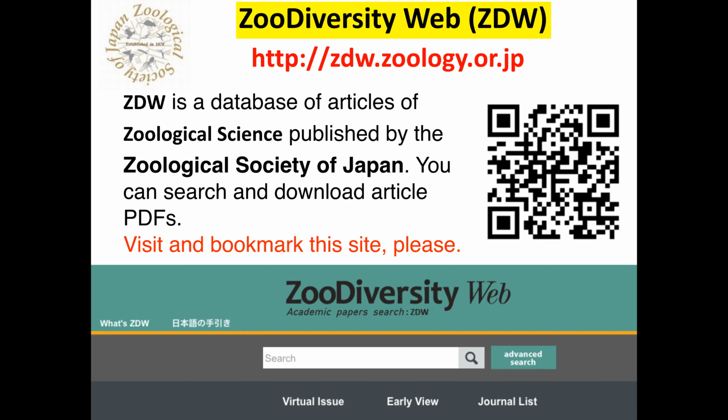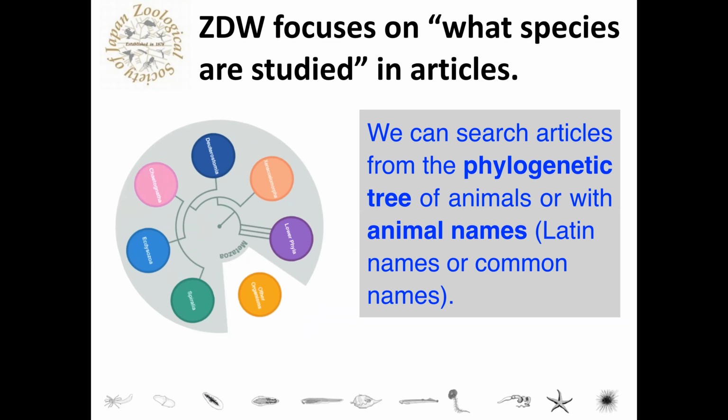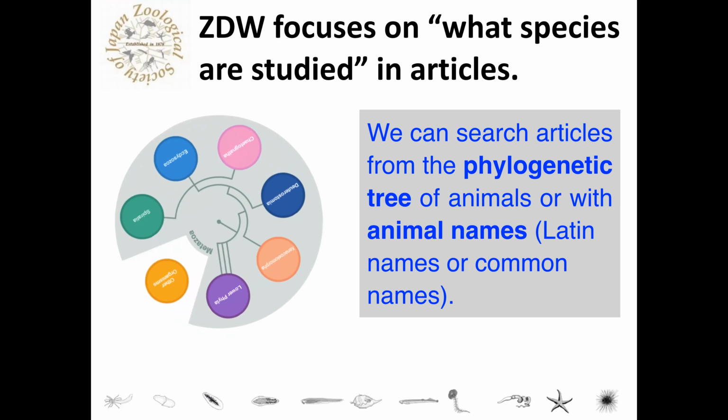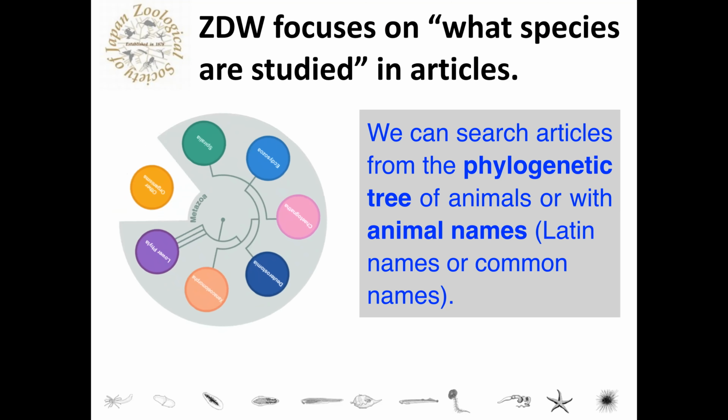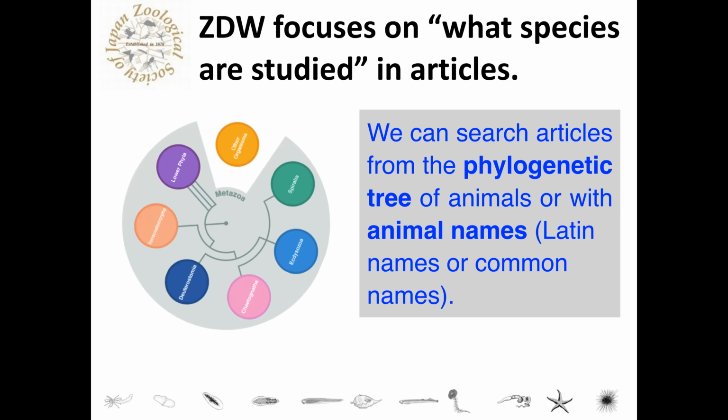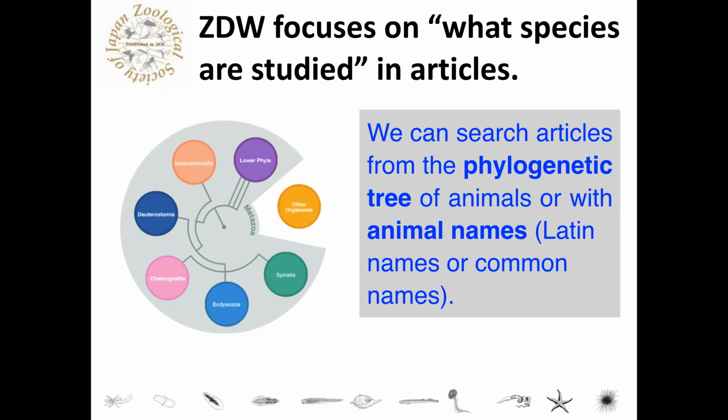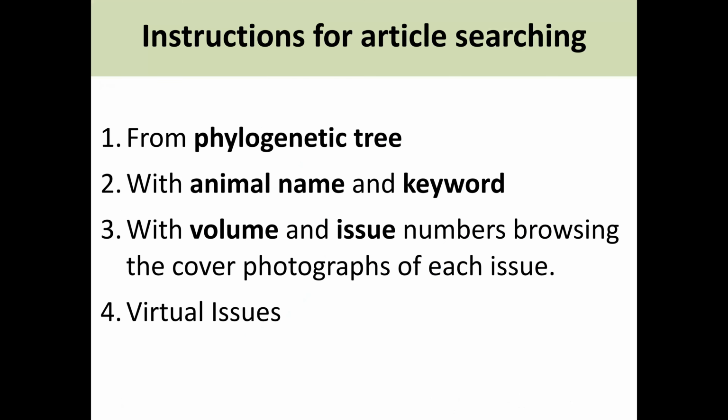And the interesting thing about Zoo Diversity Web is it focuses on what species are studied inside the articles. In other words, you can search for articles from a phylogenetic tree of animals, as shown here, or you can use animal names, Latin names, or common names. And I'd like to explain this in a little more detail.